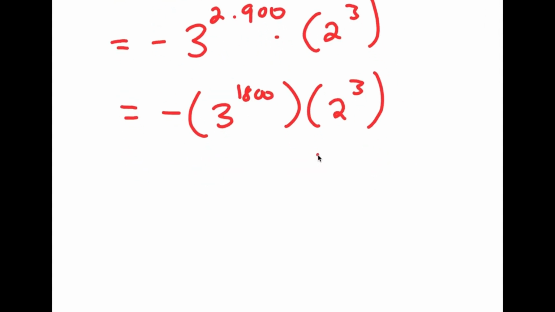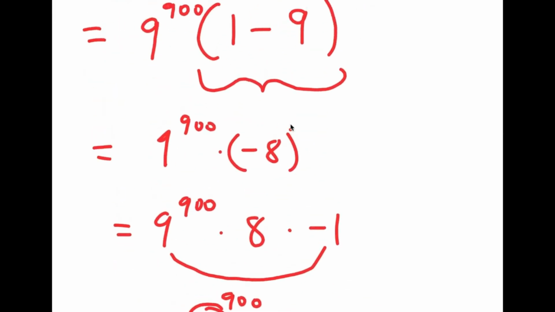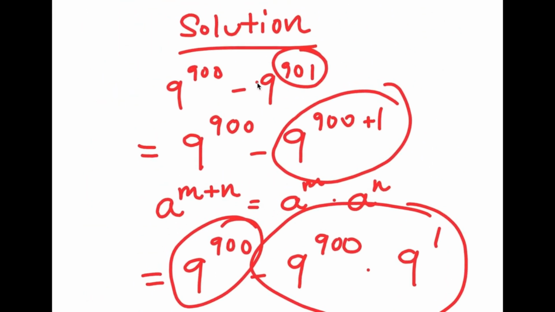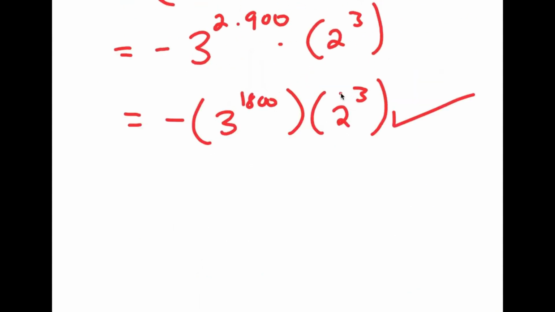So this is our answer in its most simplified form. If you want, you can try putting in 3 to the power of 1800, but that number is way too big for any calculator to actually be able to output. So this is the simplest form that we can put our answer in. So that is our answer to 9 to the power of 900 minus 9 to the power of 901, and see how much of a difference it is.